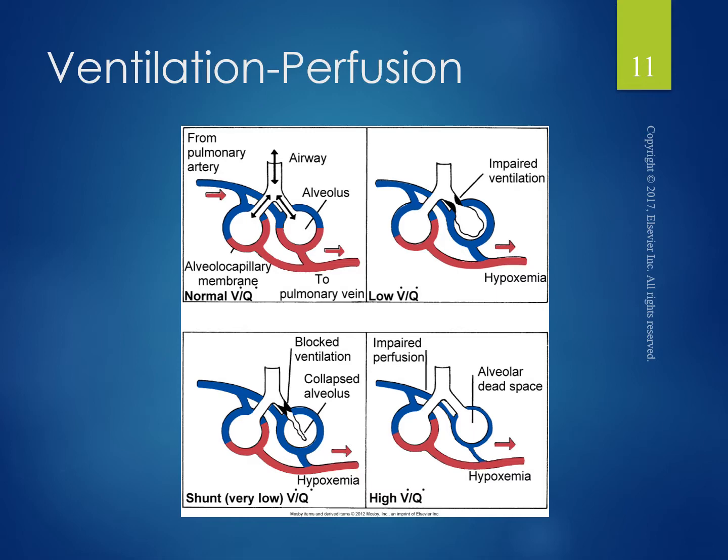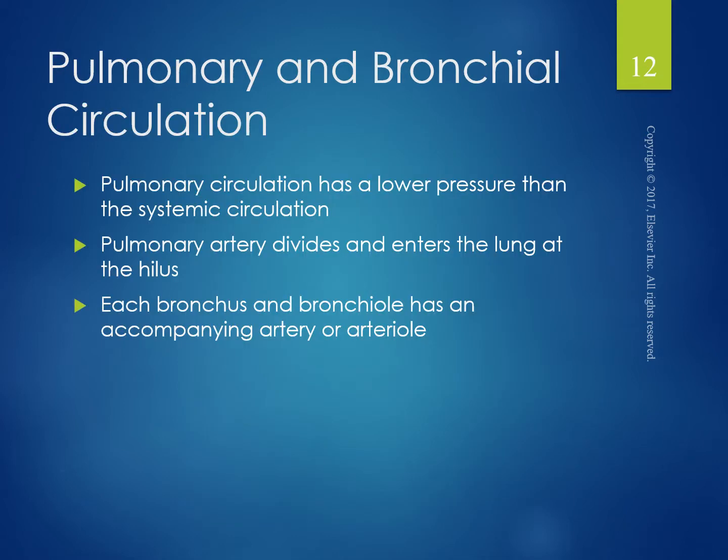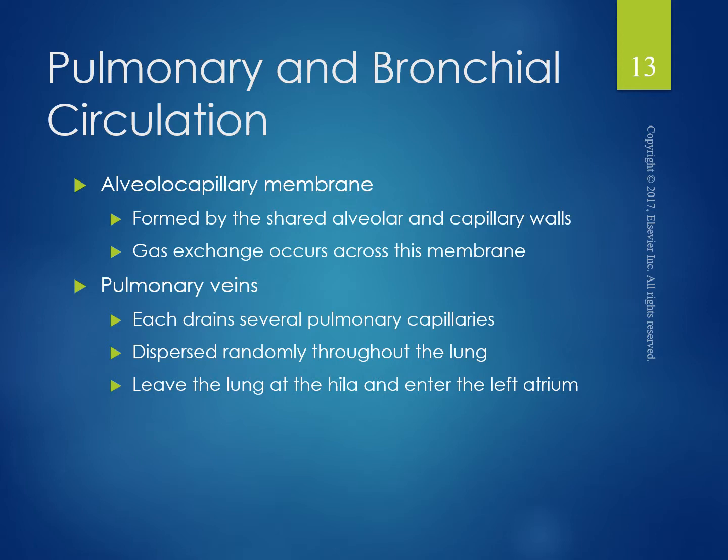This is just to show you ventilation perfusion, just an example. So, pulmonary and bronchial circulation. Pulmonary circulation has lower pressure than the systemic circulation. The pulmonary artery divides and enters the lung at the hilus, and each bronchus and bronchiole has an accompanying artery and arteriole. So the pulmonary system is storing blood while it is oxygenating it, providing the lungs with a dual blood system, the pulmonary and the bronchial circulation. The pulmonary circulation arises from the pulmonary artery and provides for the gas exchange function of the lungs.